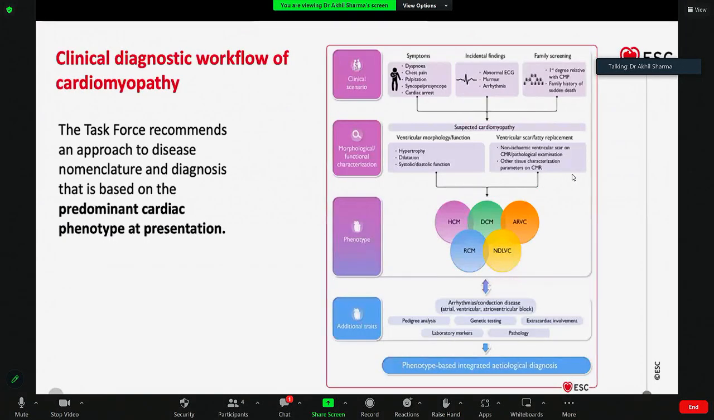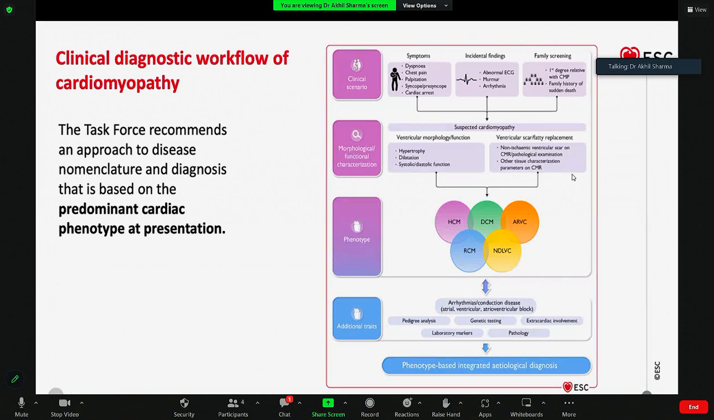As I discussed earlier, when a symptomatic patient presents to us, we go through very cheap and easy investigations like the ECG, family history of the patient, and pedigree formation, and then we suspect the specific kind of cardiomyopathy. After that, we go for morphological or functional assessment by imaging, and we can decide which phenotypic category the patient falls in: HCM, DCM, ARVC, RCM, or NDLVC.